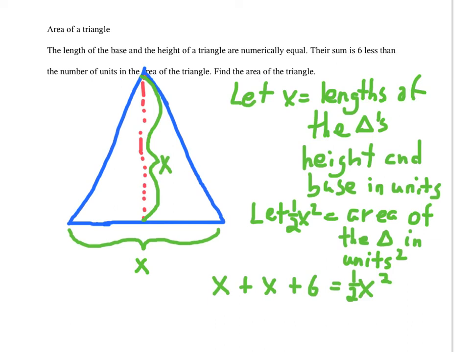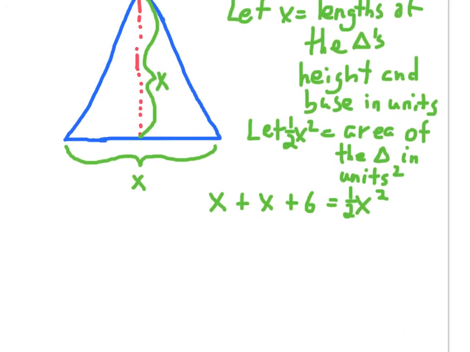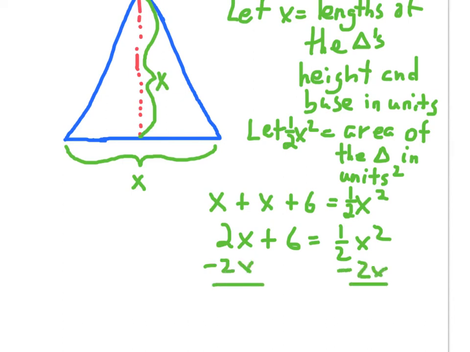So let's find the area of the triangle. So here we go. 2x plus 6 equals 1/2 x squared. If we want to get rid of this 1/2 right here, actually we can factor that out later so we don't have to deal with that. But let's subtract 2x, and that'll get us 6 equals 1/2 x squared minus 2x.